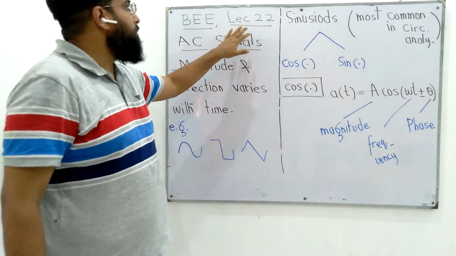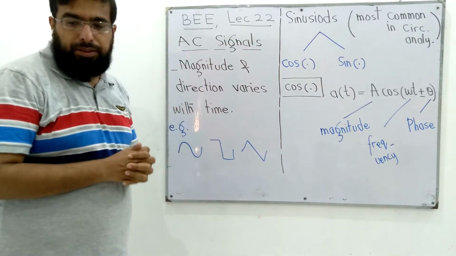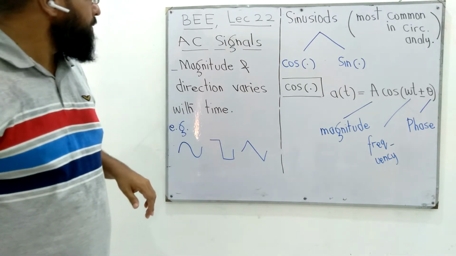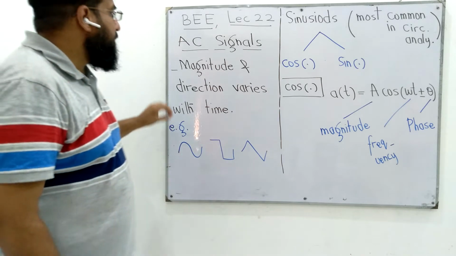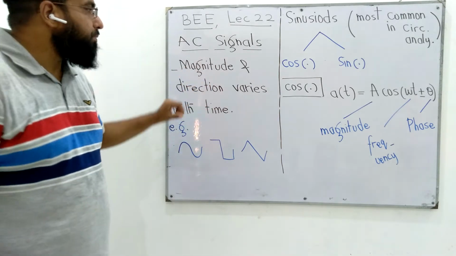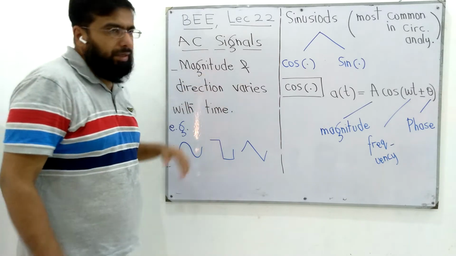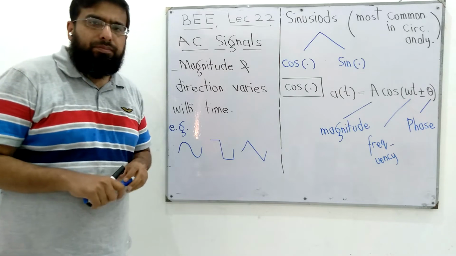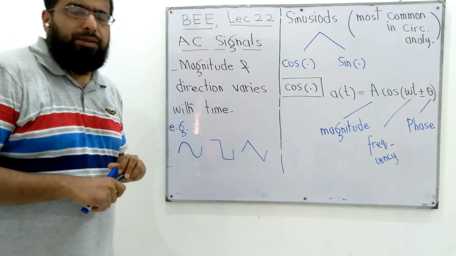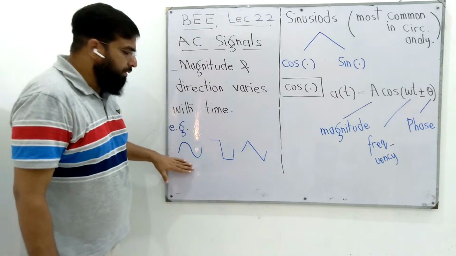Welcome to lecture 22. We are studying basic electrical engineering. Today we will talk about AC signals. An AC signal is a signal that has a magnitude and direction as opposed to DC, where we have a constant magnitude. AC signals can be of many types.